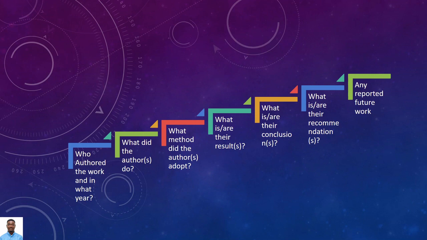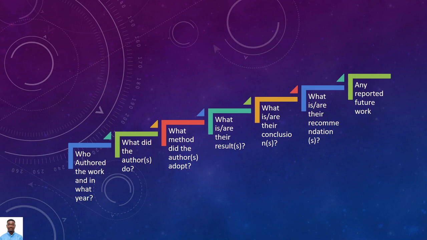So the next thing is what is or are their results. So you want to know what results were achieved from the method that they applied. The next thing is what is or are their conclusion or conclusions from their results. What are they concluding? And also what is or are their recommendation or recommendations on the conclusion that they have.